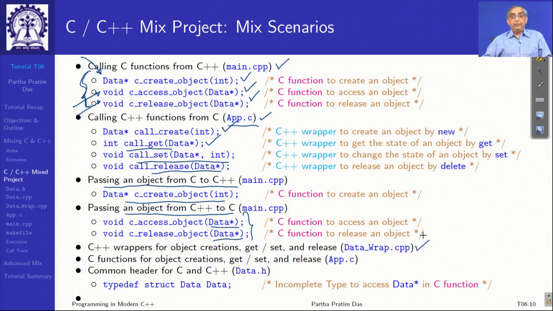So, the C++ wrapper required for creation, release, get, set will be in data wrap. The C functions for creation, release and get set are in app.c. The common header is data.h, and in data.h we will have a very peculiar type declaration called typedef struct data data. So, this first data is the alias. We are saying that struct data is called data. Now, if you define a structure, you need its fields and so on. Only then it is a full, complete definition.